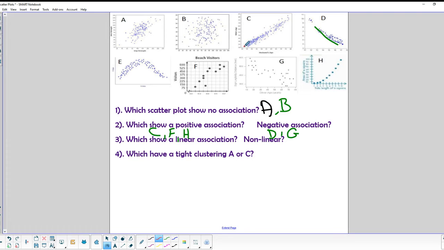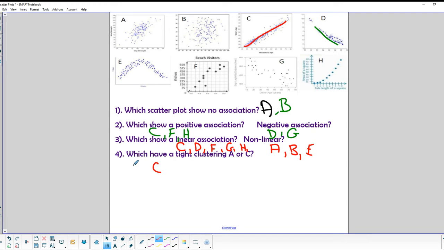Okay, number 3, which show a linear association? So if you look at the ones that actually line up on a pretty good line, that would be C. And then D also looks linear. F is close to being linear, but not super clustered up. And even G, you could almost kind of imagine a line going in there. And H is close. It's almost a little bit between. Now, if they're nonlinear, of course, A, unless you're going to call that positive, which is pretty big stretch there. B is nonlinear. E has got a curve on it, so that would be considered nonlinear as well.